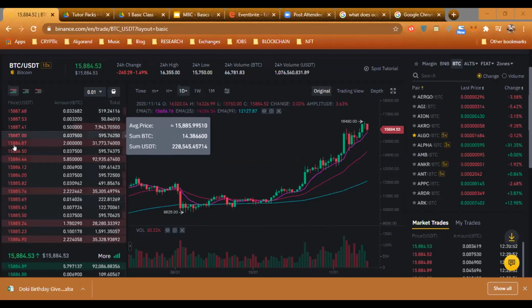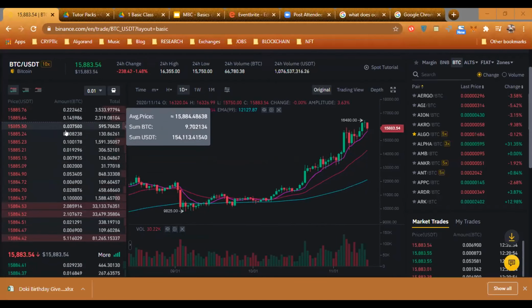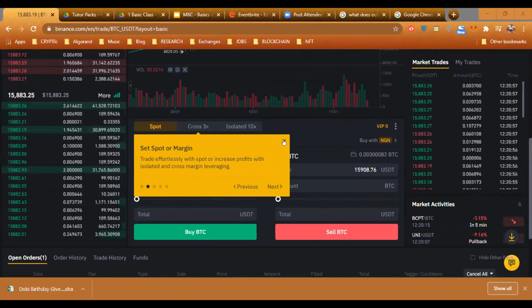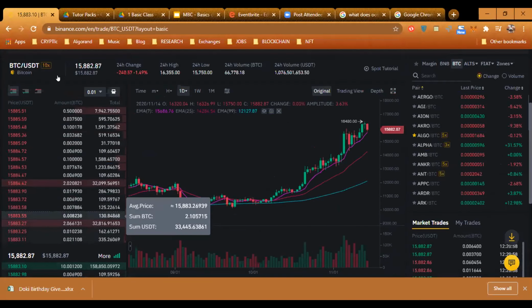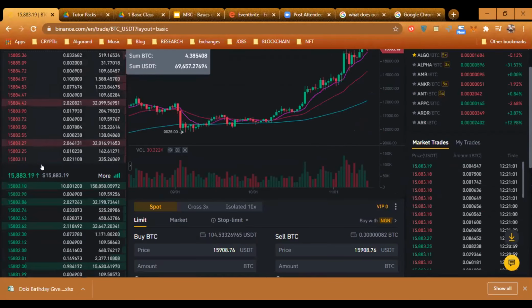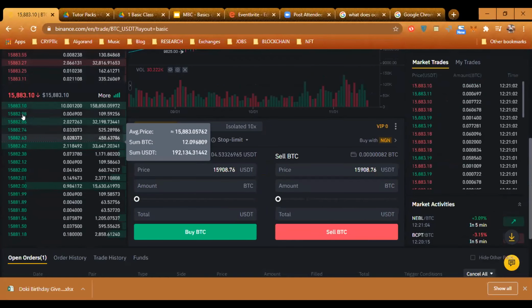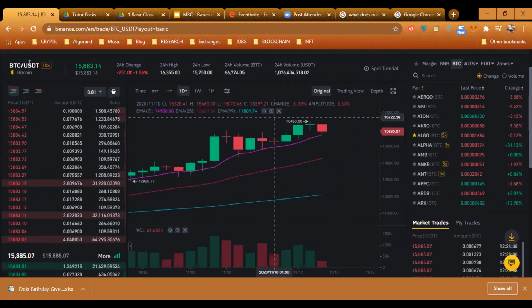Now, this area where my cursor is, this part is called the order book. Here you can see the various orders that are being traded for. First of all, this part is the BTC USDT pair. It means I can use USDT to buy Bitcoin, BTC. I can also sell BTC to get USDT. You get it? Let me show you how it looks on the phone.